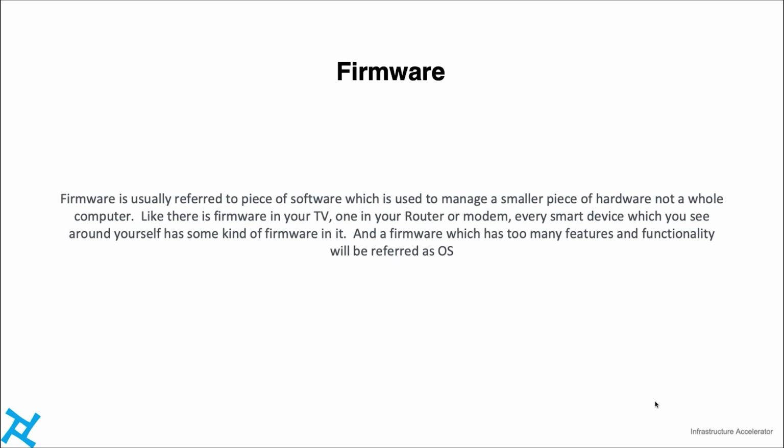Firmware is also a kind of operating system. Firmware is usually referred to a piece of software which is used to manage a smaller piece of hardware and not a whole computer. Like there is a firmware in your TV, there is a firmware in your router or modem. Every smart device which you see around yourself has some kind of firmware in it. A firmware which has too many features and functionality will be referred to as an operating system.